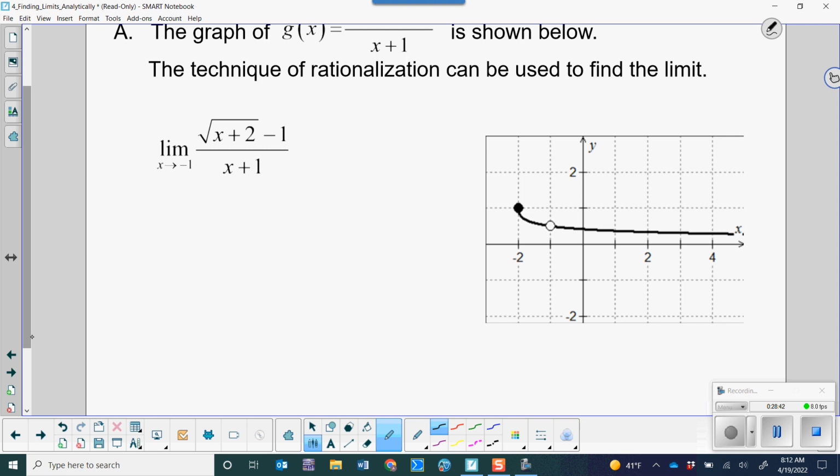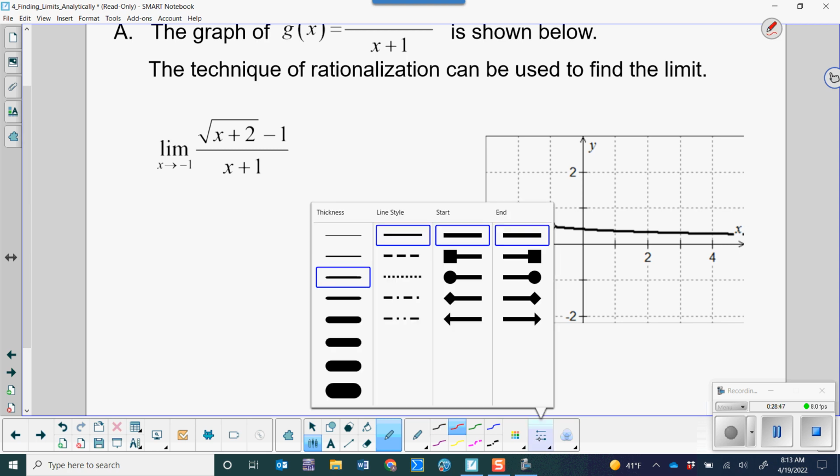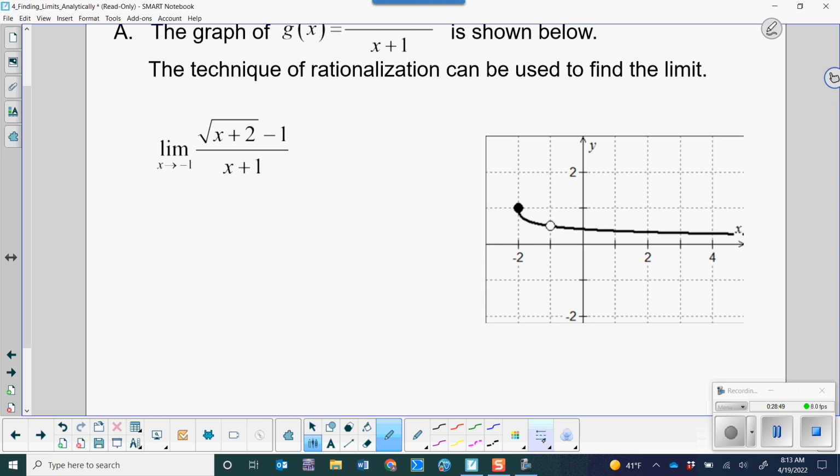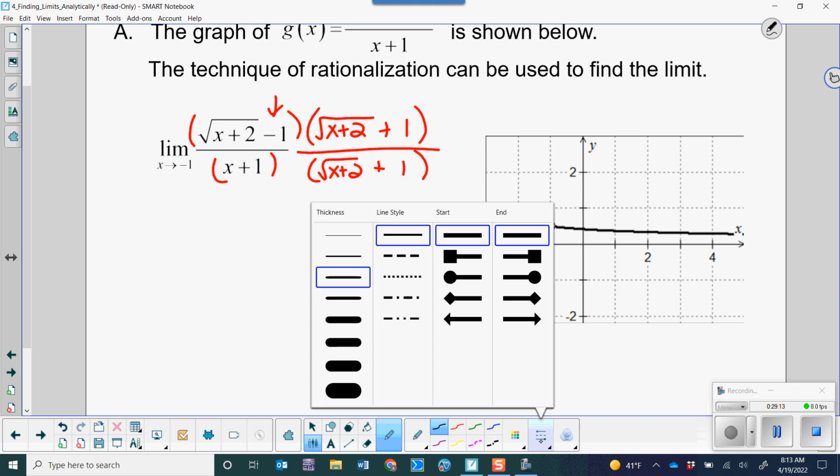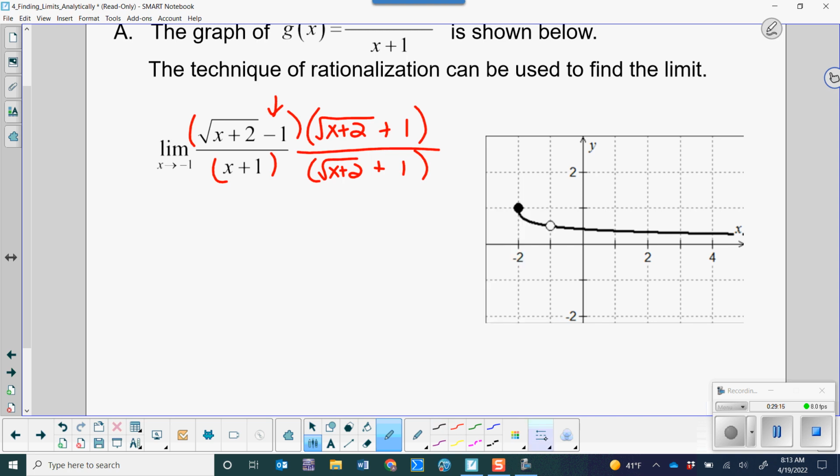It's not rational. So what we're going to do is use a technique which is called rationalizing the numerator. We're going to multiply the numerator and the denominator by the conjugate of the top term that has this radical in it. The conjugate is to change that sign to the other one. And the reason that works is because we now have a difference of squares on the top.